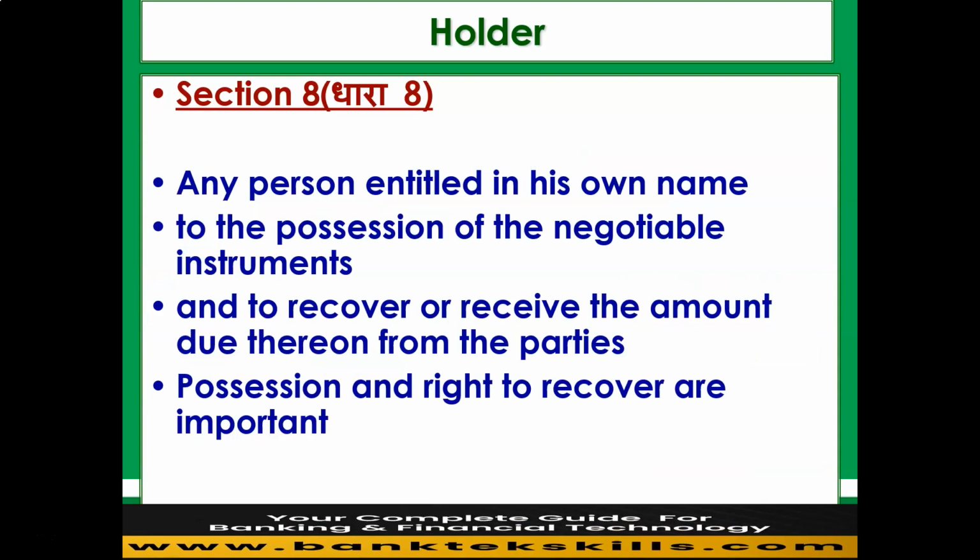Section 8. Any person entitled in his own name to the possession of a negotiable instrument is called a bearer, or person who has the right to recover or receive the amount due thereon from the parties. So there has to be a certain consideration. Possession or rights to recover are important. So for a cheque to have a bearer, possession has to be there, and the right to recover is also important in that case.